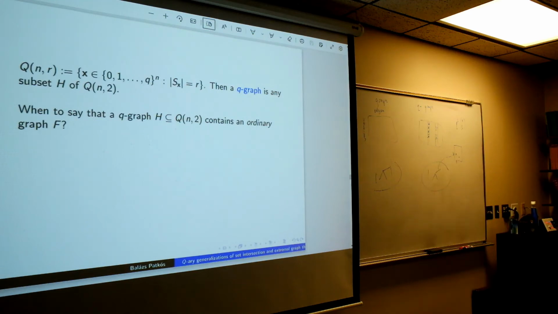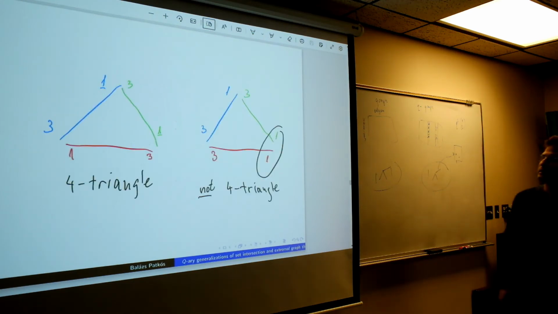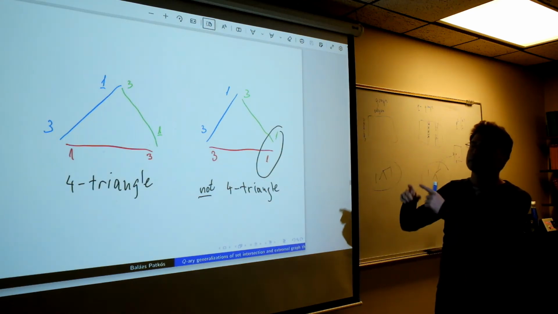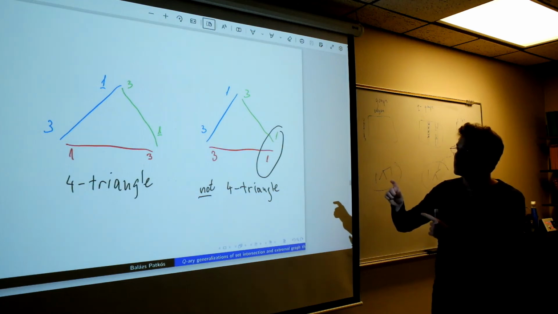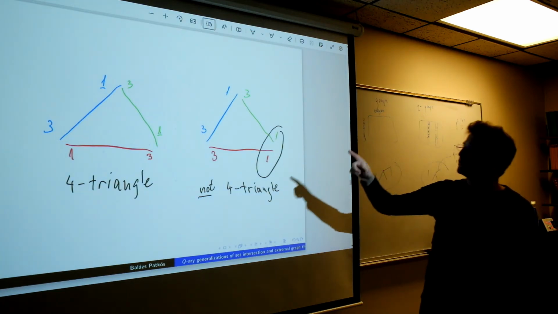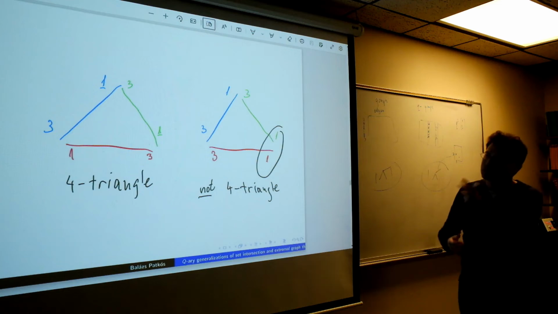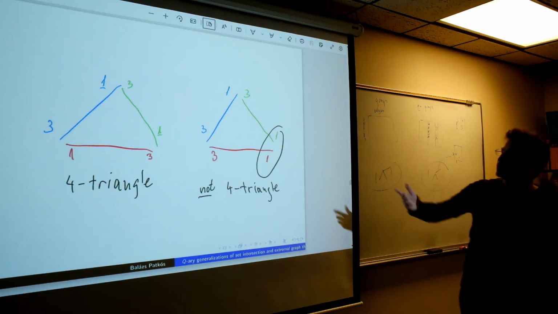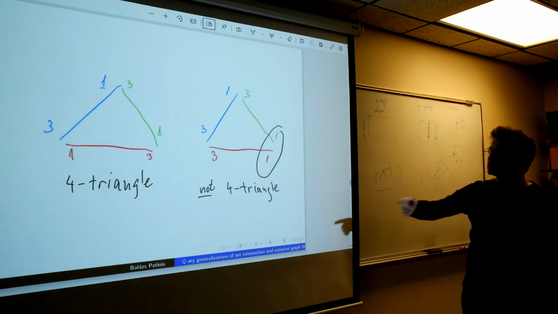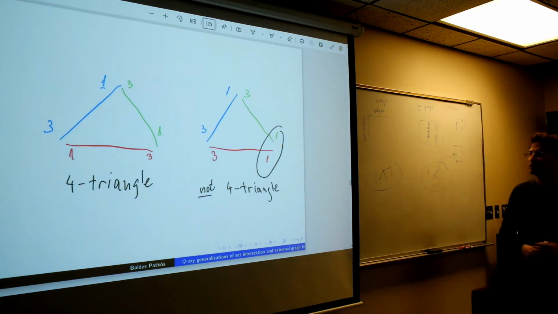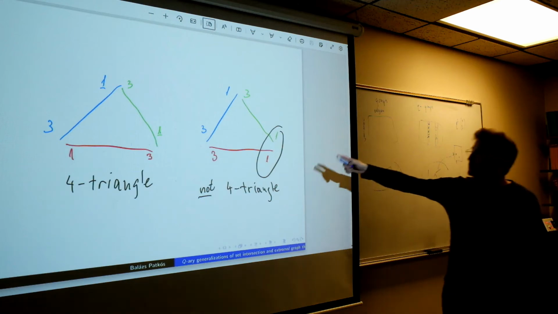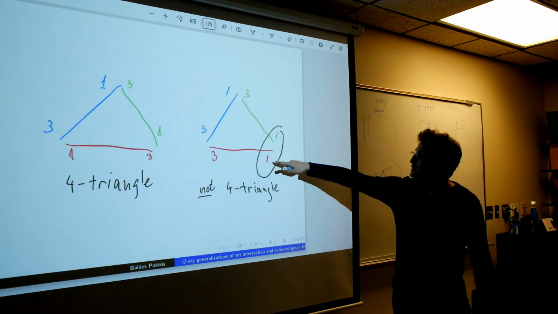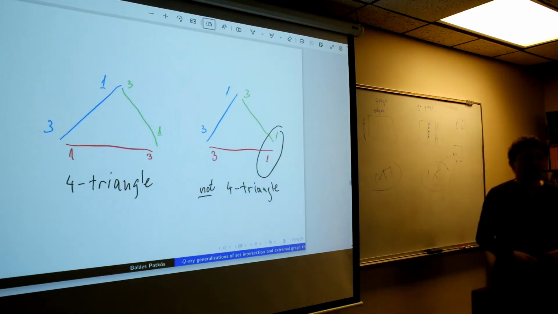Okay, so here's an example. On the left, you see a four-triangle because the supports form a triangle. And at every vertex, the weights add up to exactly four. But all I care is that they should add to at least four. So if I change one of the weights to something larger, then of course it's still okay. On the other hand, this one is not a four-triangle because here I see a weight one and another one. So that's not enough.